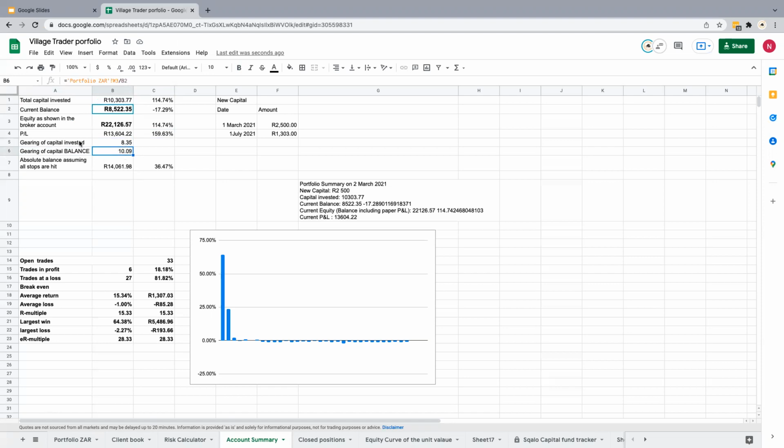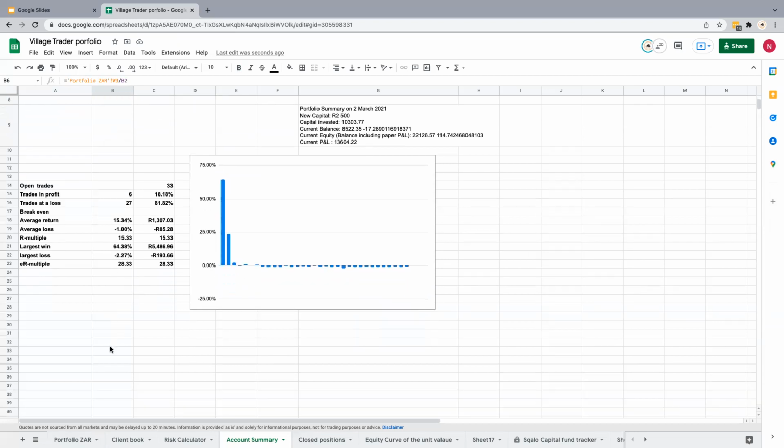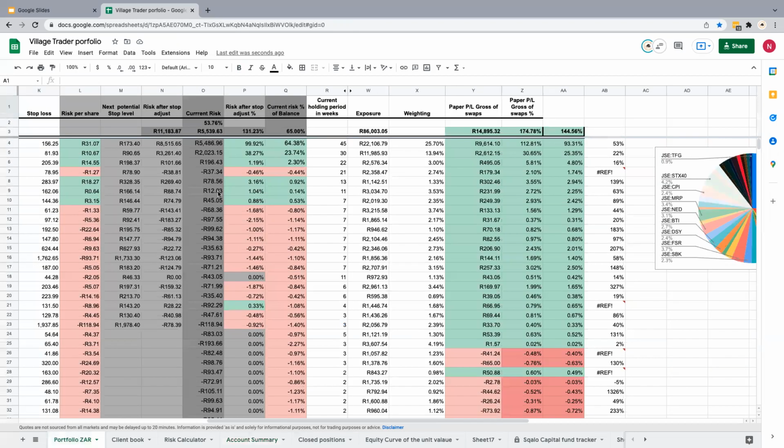So gearing is the ratio of leverage that you have exposure to, right? And this is set on the whole account. On the thing I have is total exposure here. So this entire account.